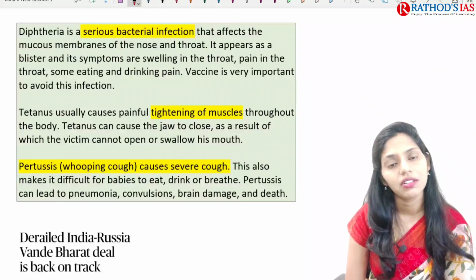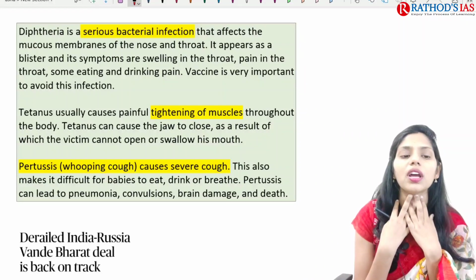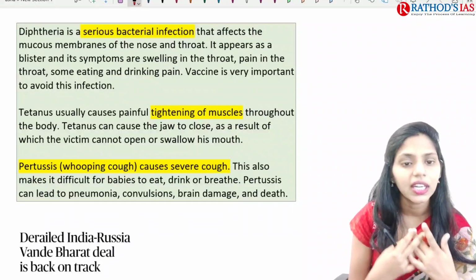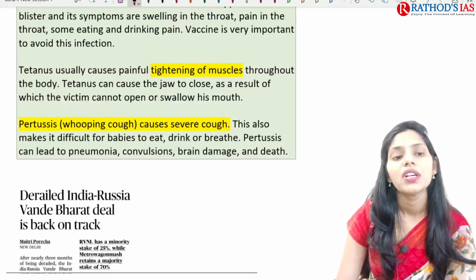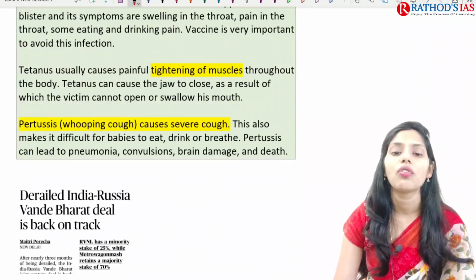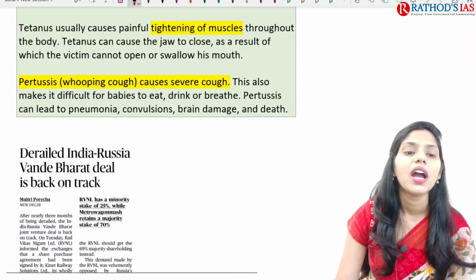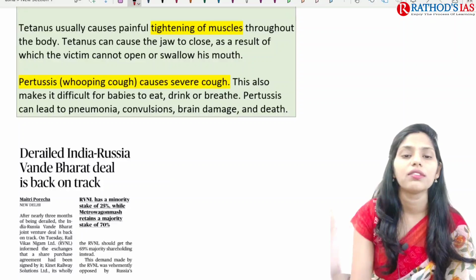They will have swelling in the throat, pain in the throat, and there will be difficulty in eating as well as drinking. But we have the vaccine to avoid that. Tetanus usually causes painful tightening of muscles throughout the body, and it even affects the jaw. We can't open it and we can't take food.